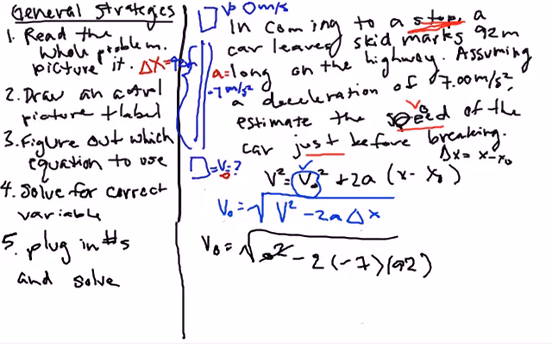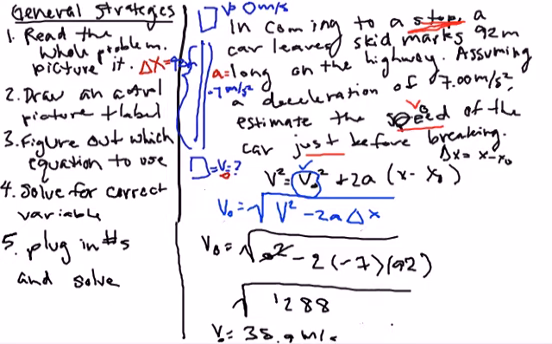So this is just 0. So you're going to get the square root of 1,288. If you square root that, you get 35.9 meters per second.